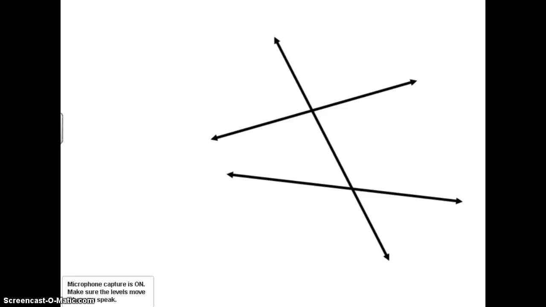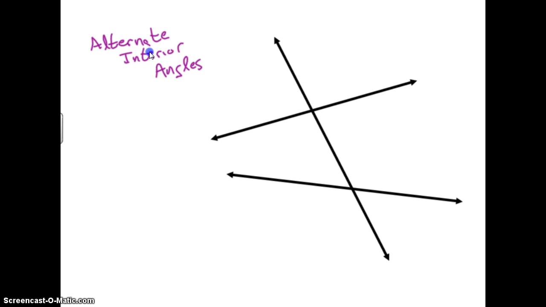When you have two lines cut by a transversal, there's a bunch of different angle pairs that are created. We know about vertical angles, for example. We know about a linear pair of angles. But when you have the transversal cutting through two lines, you've got angles created between this top section and this bottom section. The first kind of angle pair we're going to talk about are called alternate interior angles.